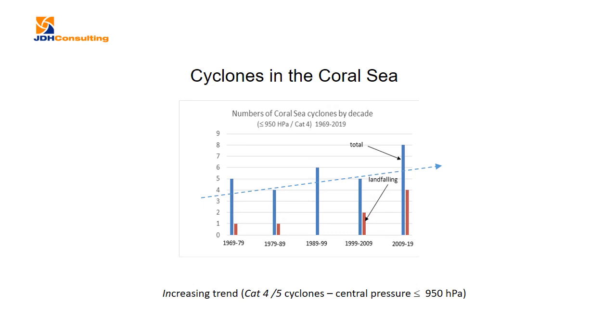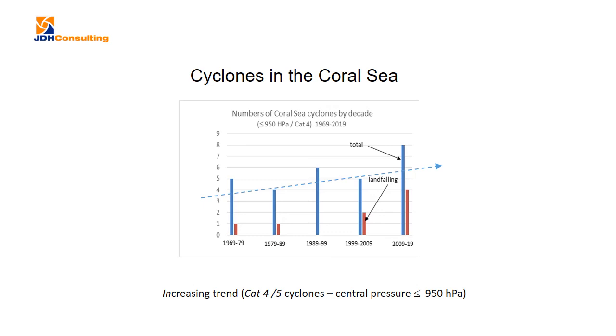Now, staying with the cyclones in the Coral Sea, we'll narrow them down to the severe cyclones, which on this graph were categorized as those with a central pressure at some time in their life less than or equal to 950 hectopascals, which is approximately category 4 level, for those same 5 decades. Now in this case there seems to be an increasing trend.